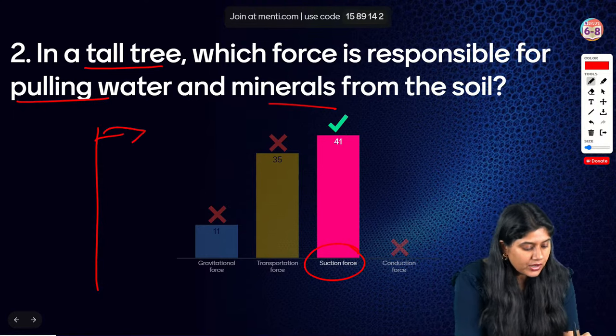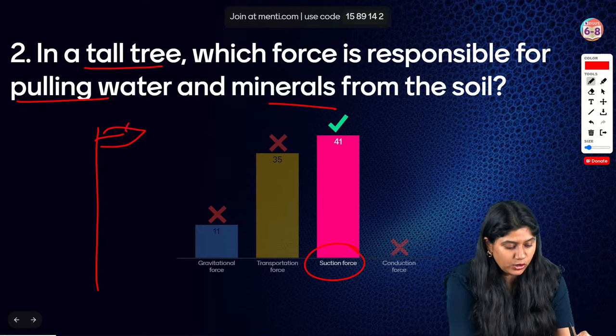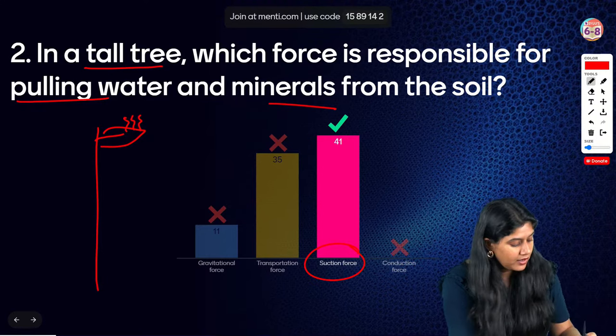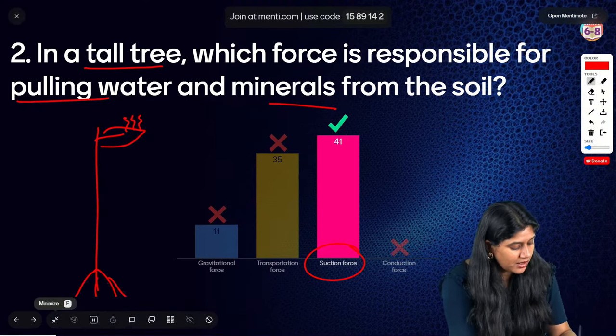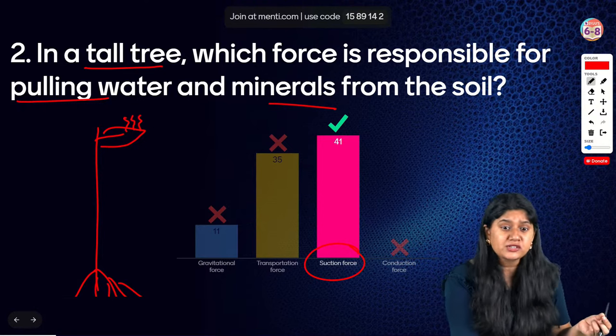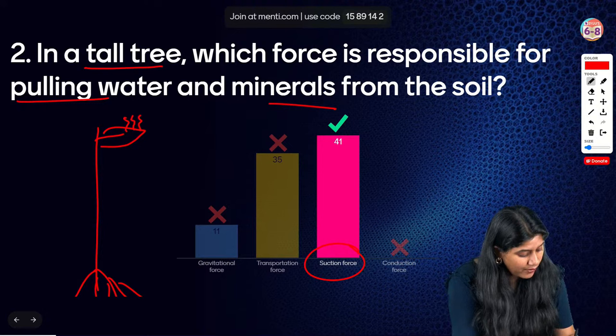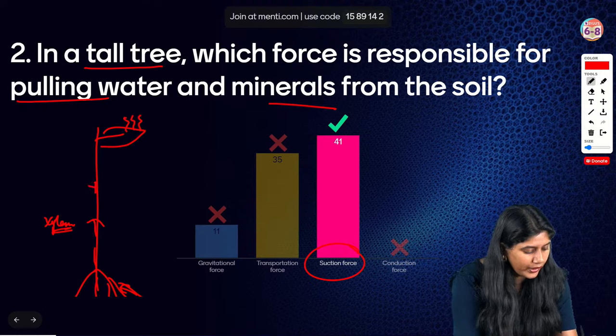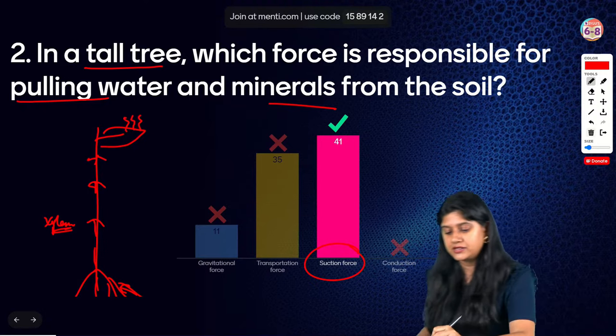We know that transpiration will be happening, there will be the loss of the water in the form of water vapors, right? And we know that roots are the one that takes up the water and minerals from the soil. Okay? So they will be pulling the water. And of course, xylem will be carrying it. Right? And of course, it will be going. So suction force will be the correct answer.